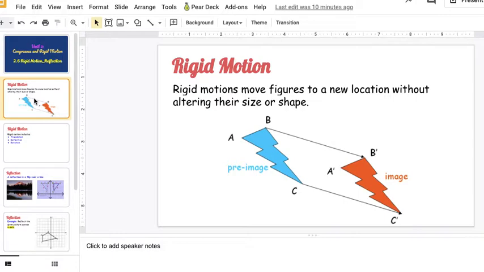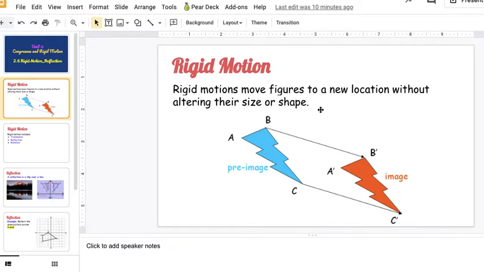In simple words, we know rigid motion just changes the location of the figure. So we are not changing the size or the shape. That's why we call the figures congruent after this kind of rigid motion.